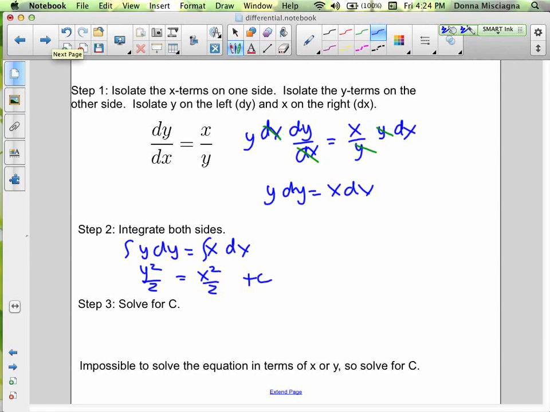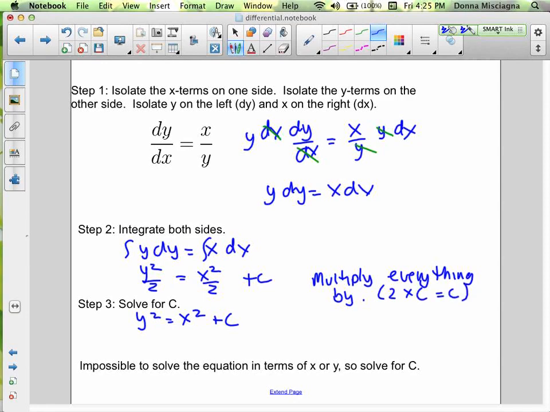I've got to put the c somewhere, or I can put 2 c's. I'm going to solve for c. So I'm going to move the c over and the y over, and I'm also going to multiply everything by 2. Just get rid of those 1/2 because that's not really needed. So now we've got y squared equals x squared plus c. Just multiply everything by 2, but 2 times c is still c, because it just means constant. If I multiply a constant by 2, I still have a constant. I don't have anything else but a constant.